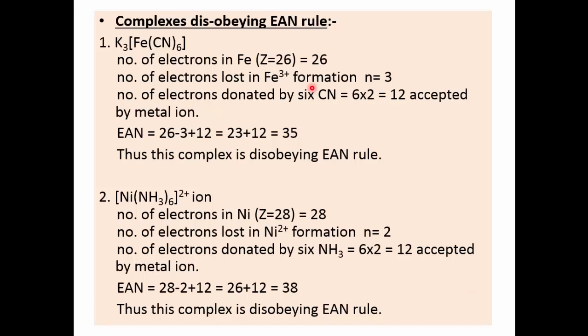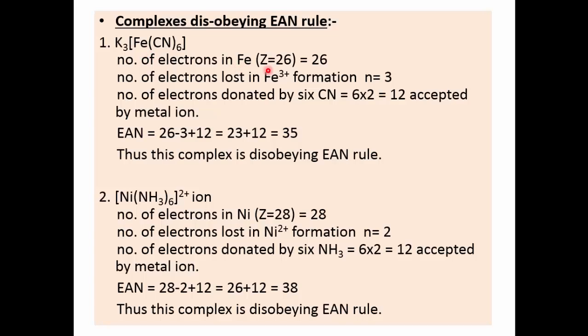Now let us see some examples of disobeying EAN rule. Complexes disobeying EAN rule. First one, K3[Fe(CN)6]. Here again 6 cyanide ions are attached to Fe. Here there is potassium which is present outside the square bracket, plus 3. This plus 3 is neutralized when there is minus 3 charge on the square bracket. So how is this minus 3 charge obtained? 6 cyanide, therefore minus 6. On Fe there must be plus 3 charge. Got it? On Fe there must be plus 3 charge.